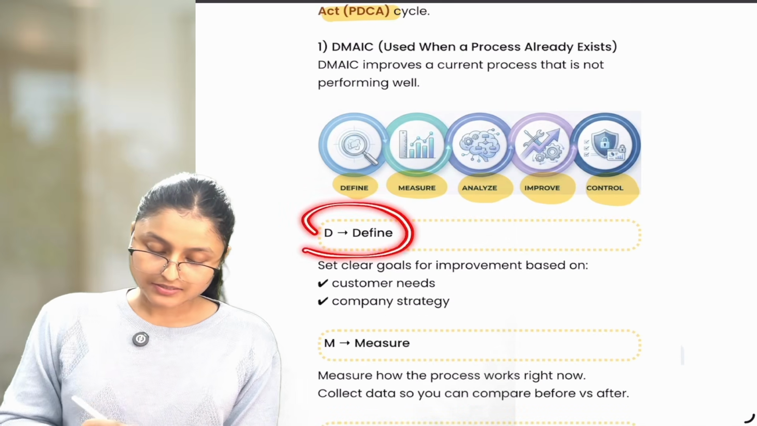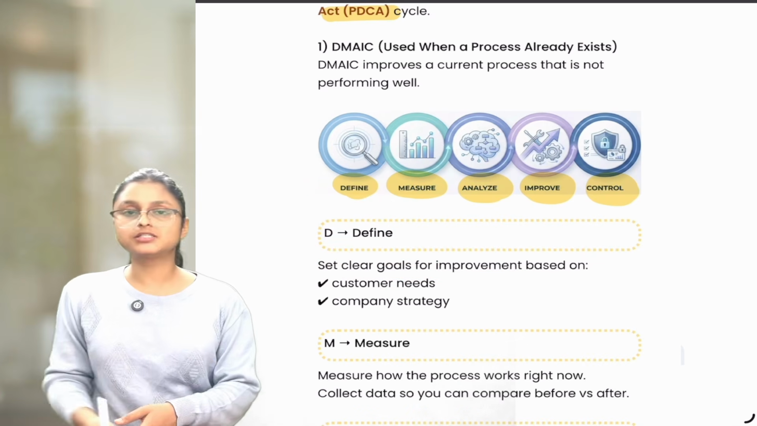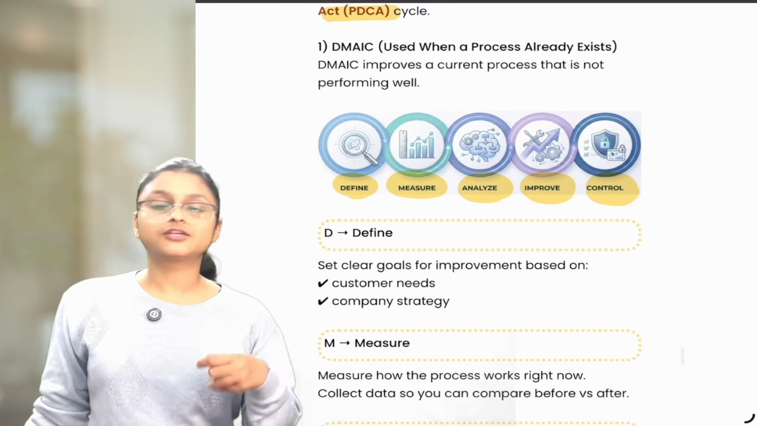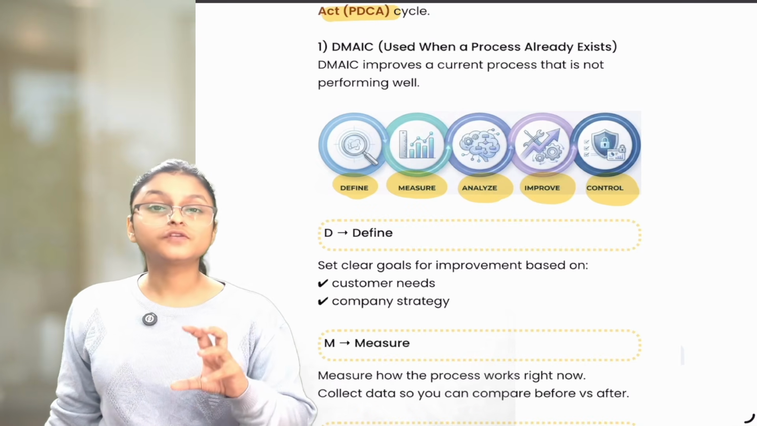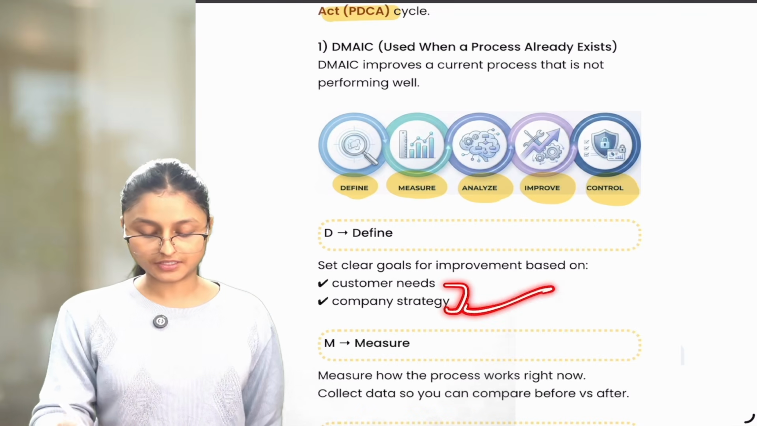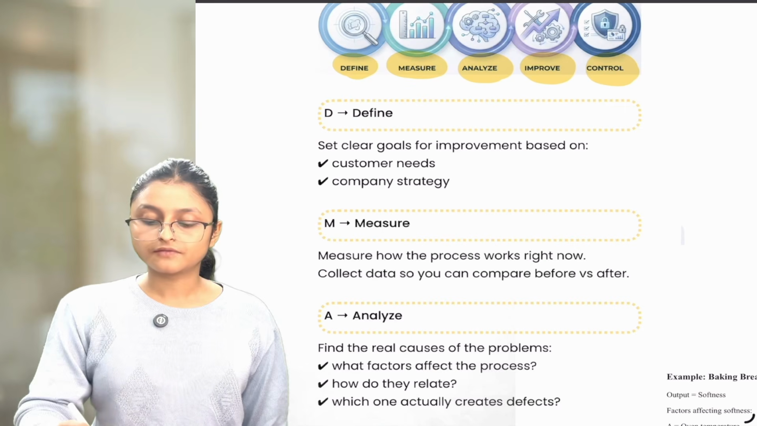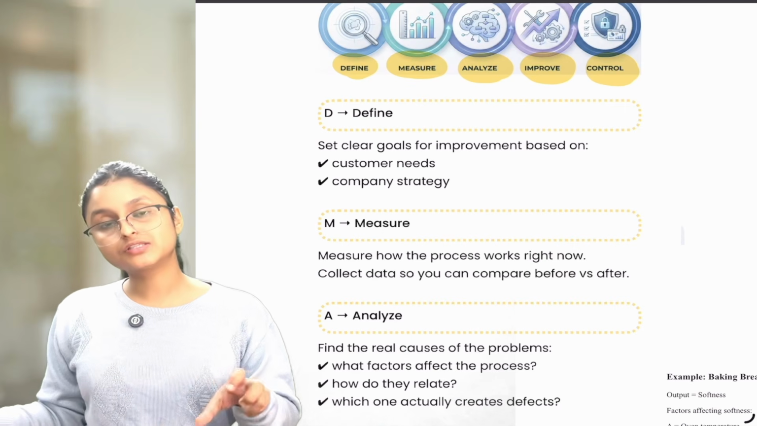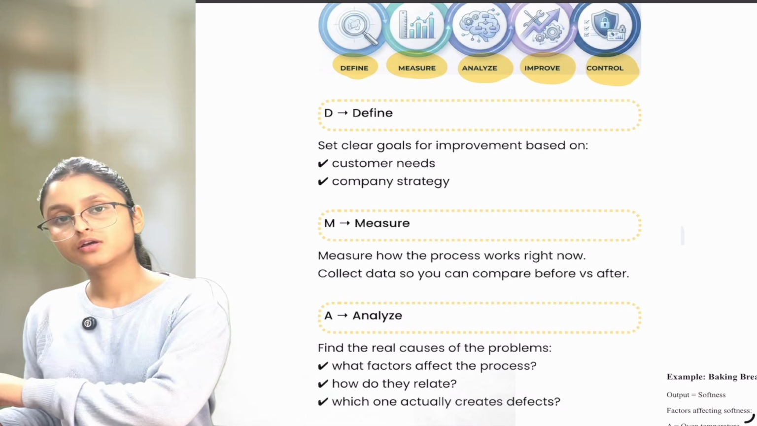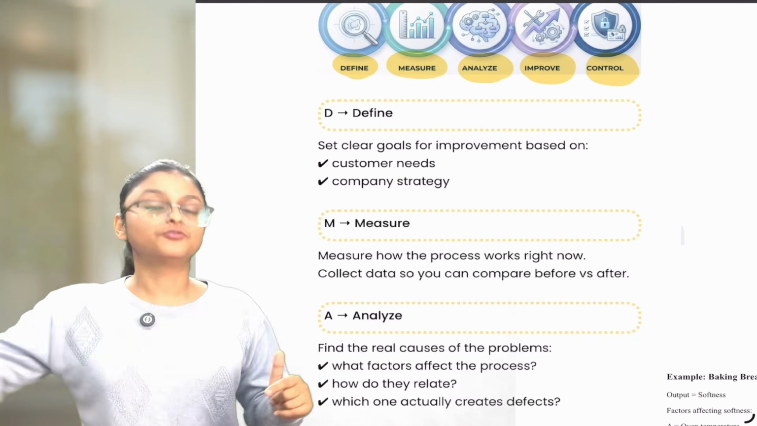First, define. Set clear goals for improvement. So what you want to achieve from applying this DMAIC, you need to define that first. It can be anything, like you want to fulfill the customer need, or you want to achieve something related to the company, like reducing the cost. What you want to achieve, first define that. Next, measure how the process is working right now, so that after applying this DMAIC, you can see what improvements you have achieved. If you want to know whether we improved or not, we need to measure what we are doing right now. Then only we are able to compare and find out whether we improved or not, right?